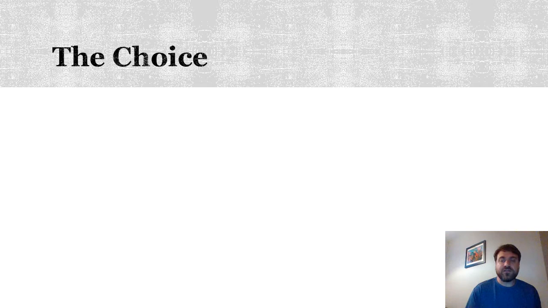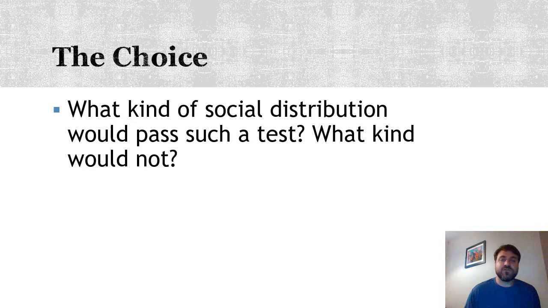And so let's talk a little bit about that choice. The main question we want to ask here is what kind of a social distribution really would pass such a test, and what kind would not pass such a test, right? So if you're looking at society objectively from behind the veil of ignorance, you're choosing a society not knowing who in that society you would be, what kind of a society really would get chosen using that method, and what kinds of societies would not get chosen using that method? All right, so let's take a look at some examples.